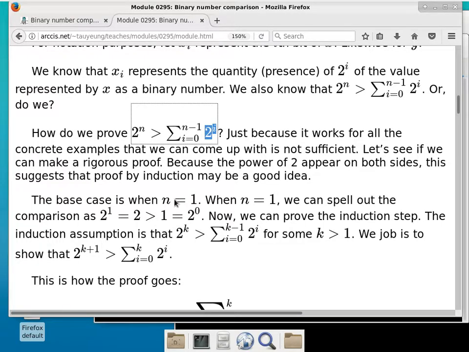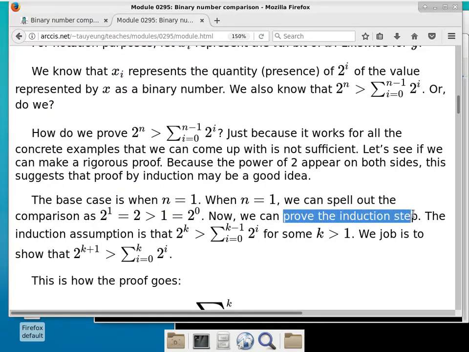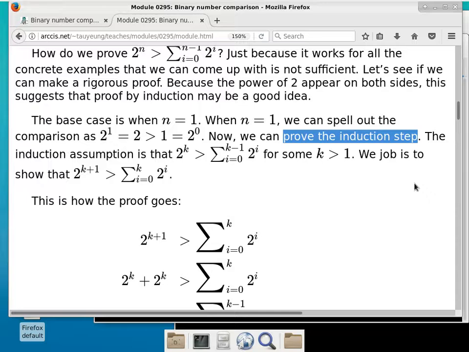So once the base case is proven, now we are dealing with the induction step. The induction step is kind of interesting. The induction step allows you to make an assumption. It says, okay, let's assume the theorem is true when n equals a particular k. I don't even know what k is.